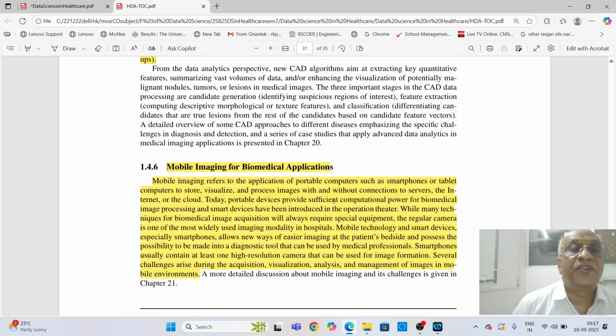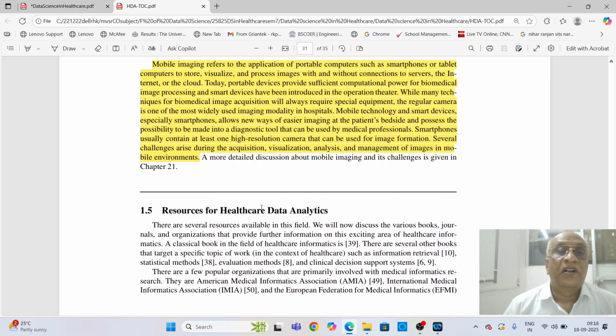The next application of data science in healthcare is mobile imaging for biomedical applications. Mobiles, smart devices, and smartphones help in easier imaging at the patient bedside, and they have the possibility to be made into a diagnostic tool that can be used by medical professionals. Smartphones usually contain at least one high-resolution camera that can be used for image formation. Several challenges arise during the acquisition, visualization, analysis, and management of images in mobile environments.